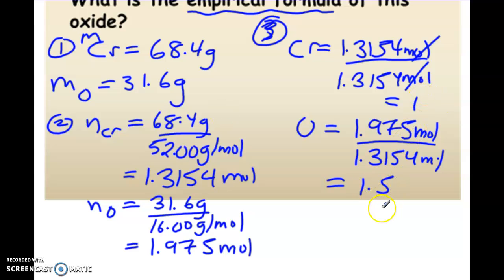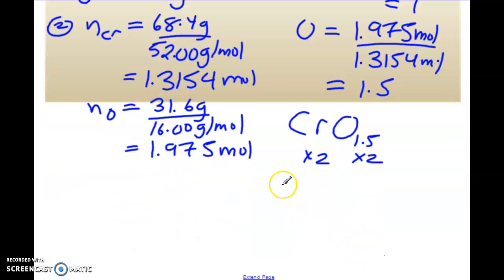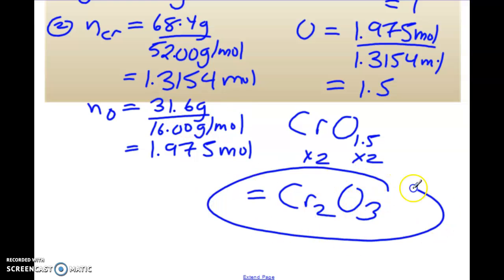So we have 1 and 1.5. So we know we are not going to have a formula like this. So we have to essentially multiply everything by a factor to get them to be whole numbers. So you should have gotten here 2 chromium and 3 oxygen as your empirical formula.